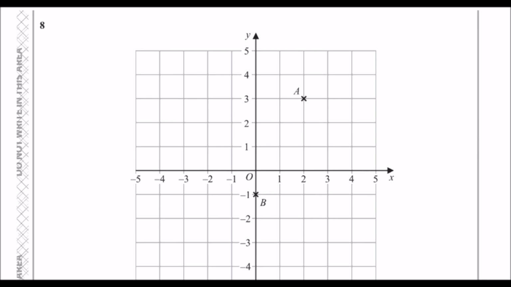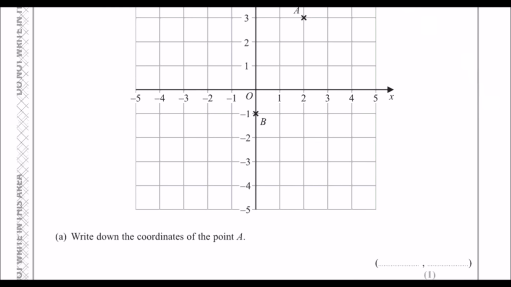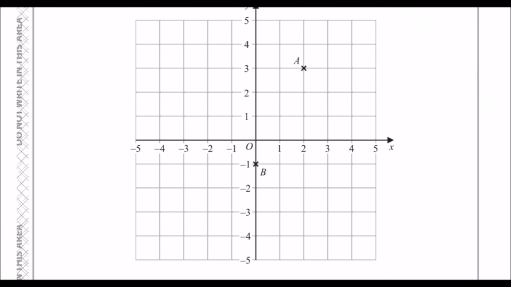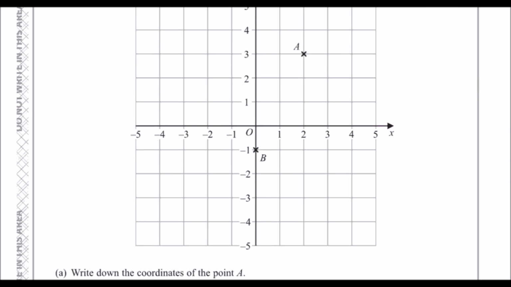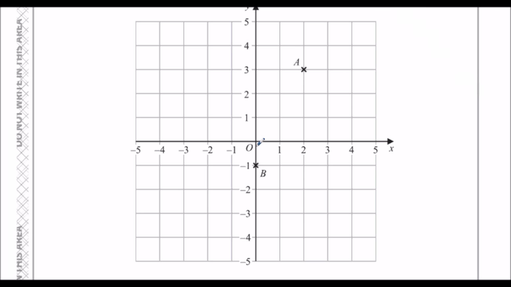Question 8. We've got a grid, we've got A and B marked on it. Write down the coordinates of A. It's x first, then y. So from the origin, 2 along the x, 3 up the y. So it's 2, 3. Write down the coordinates of B. Nothing along the x and 1 down the y. So 0, -1.